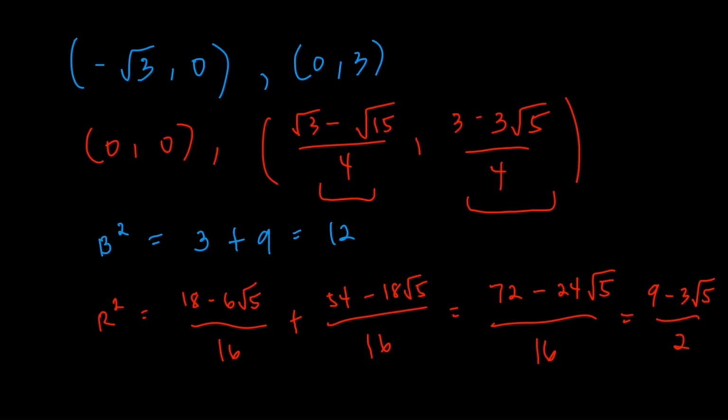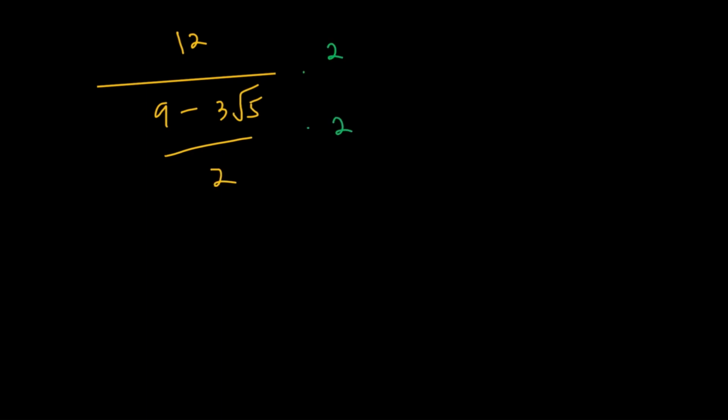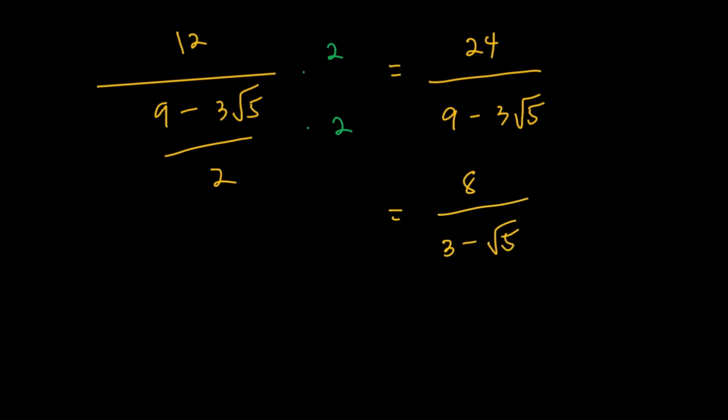All right, so the last goal is to just divide b squared by r squared. So it's 12 divided by (9 minus 3 square root 5) divided by 2. Now let's multiply 2 to the numerator and the denominator to clear the complex fraction. So 24 divided by 18 minus 6 square root 5. All right, we could cancel out the 3. 8 divided by 3 minus square root 5. We could rationalize this, so times 3 plus square root 5 in the numerator and the denominator.